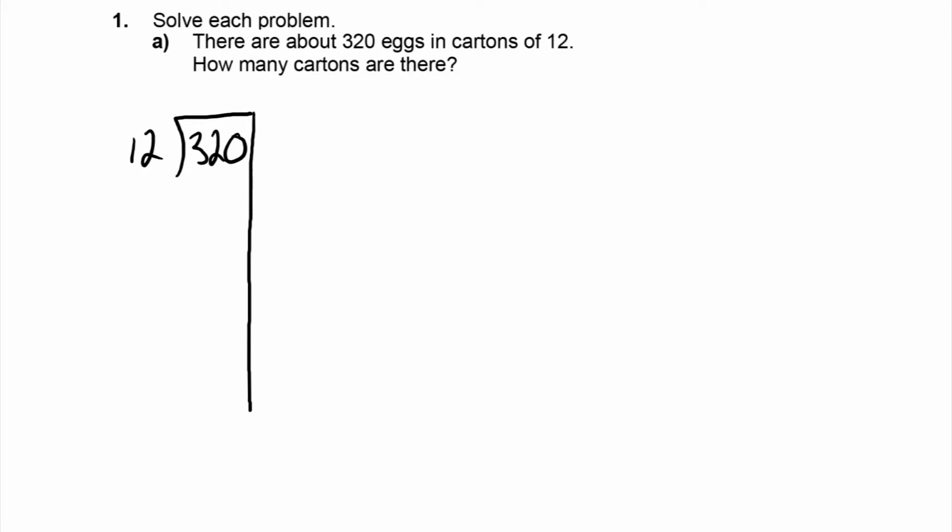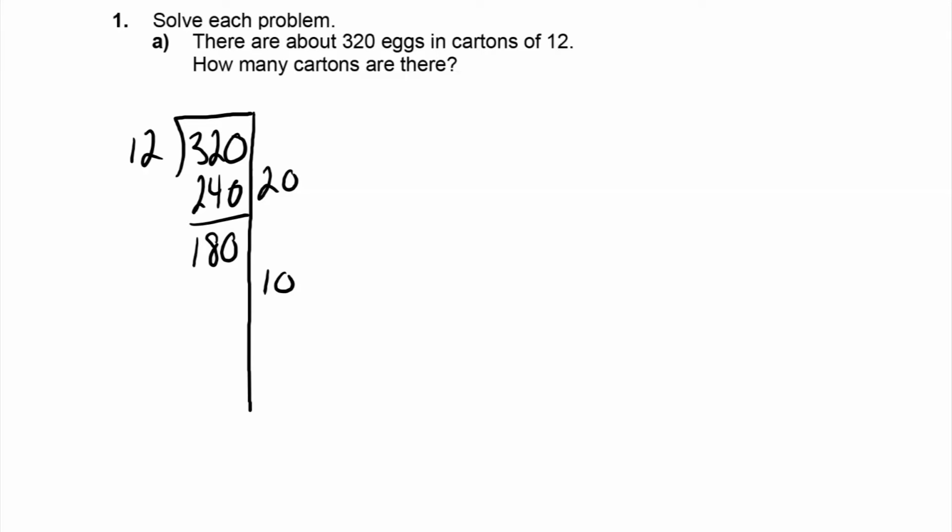I'm not exactly sure how many 12s go into 320, so I'm going to start off by saying I think there's going to be 20. I know that 2 times 12 is 24, so therefore 20 times 12 is going to be 240. 320 minus 240 is 80. Sorry, is 180. This time I'm going to do maybe 10.